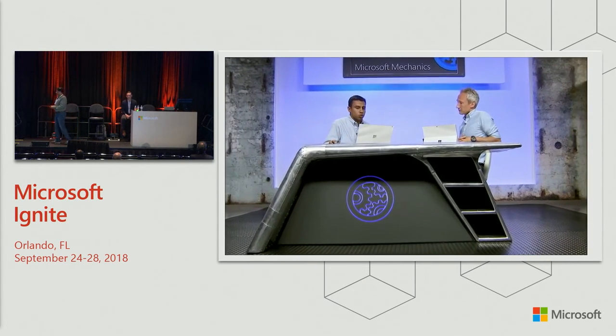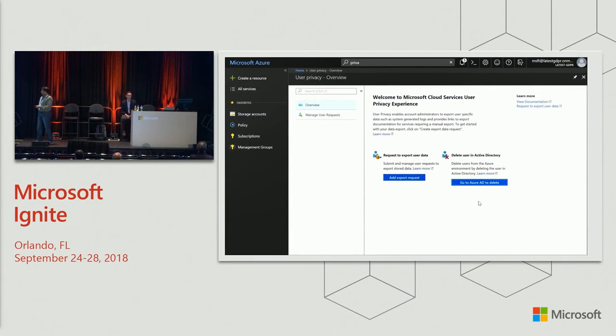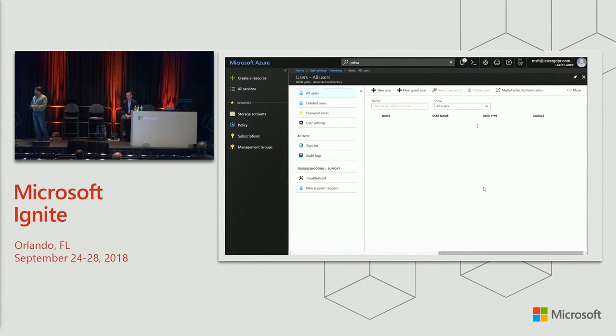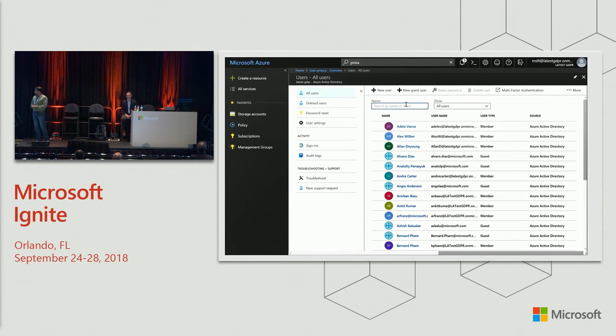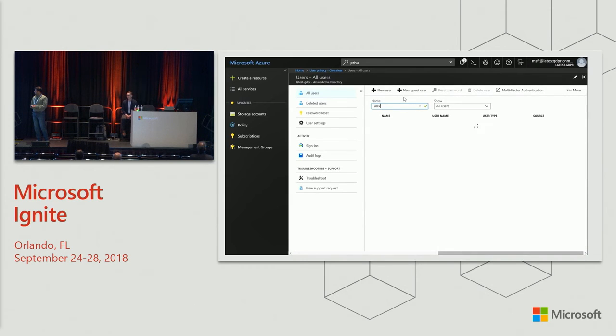But what about if the user wants the account to be removed from the system completely? You can then submit a delete user request. Let me show you how that works. So you go back to the user privacy experience page in the Azure portal. Click go to Azure AD to delete. Then I type in the username I want to select to delete. I select the user and then submit delete user.